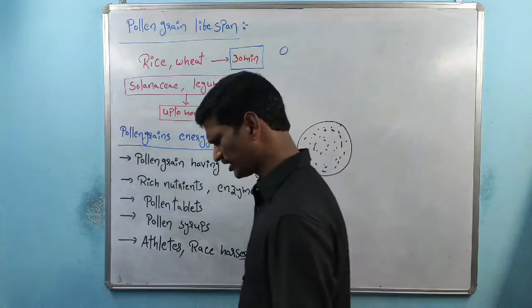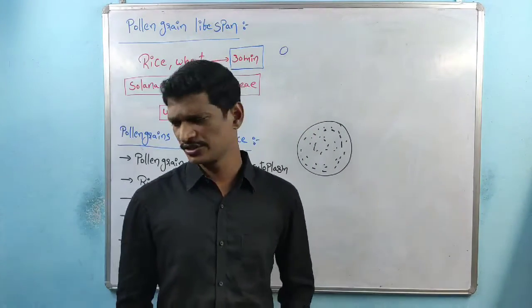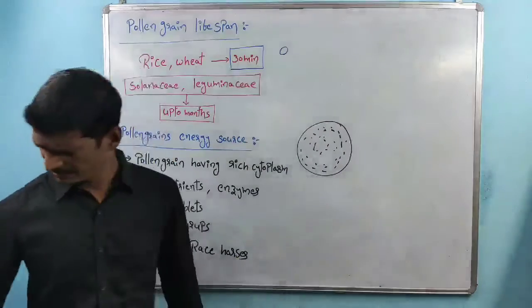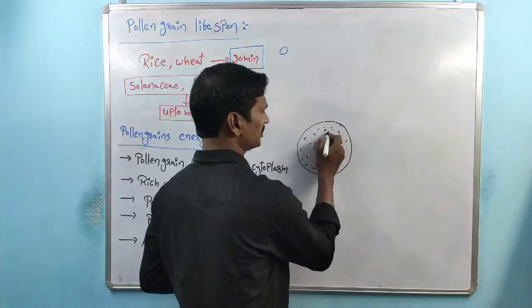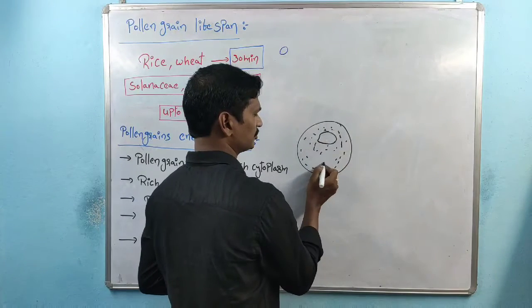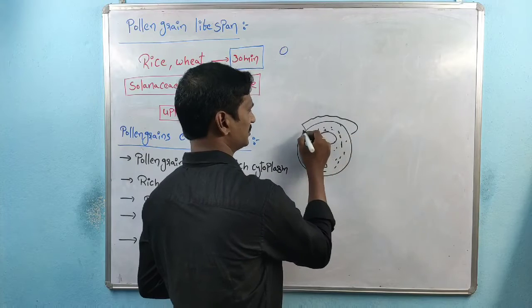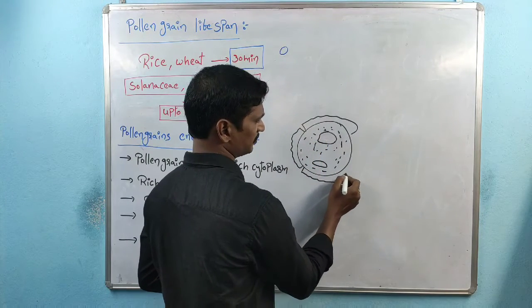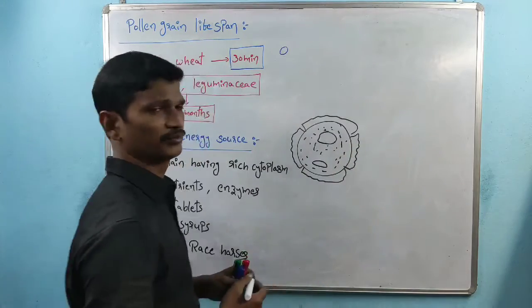See, most of the students may raise a doubt here. In the last class, we discussed the pollen grain structure, right? There is a large nucleus and there is a small nucleus, right? This is one of the exine parts. So this is the exine part.